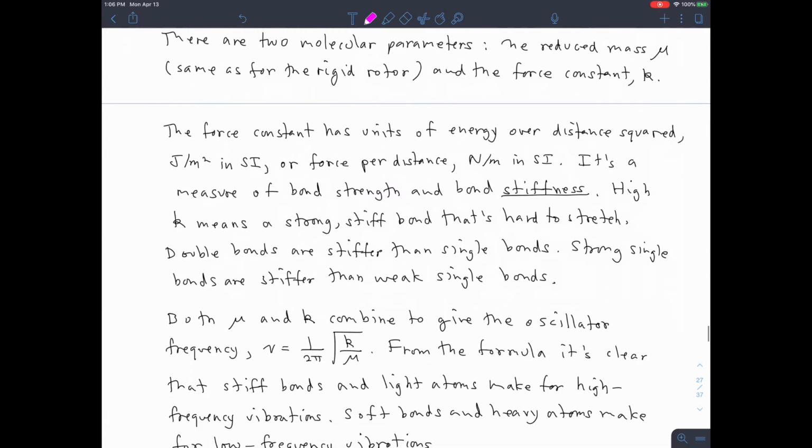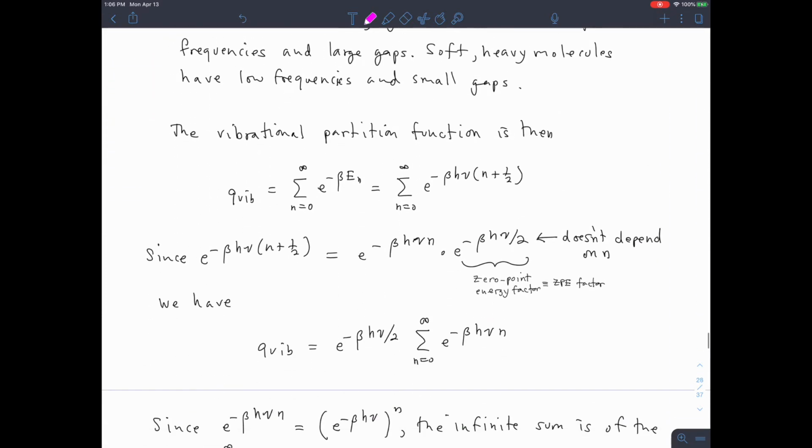Let's plug that into our normal way of calculating a partition function, which means we have to sum over all the energies, sum over all the states, really, of e to the minus beta energy for each state. And in this case, where energy is just h nu times n plus a half, that's the sum we have to do. And it's, again, an infinite sum as before, an infinite discrete sum.